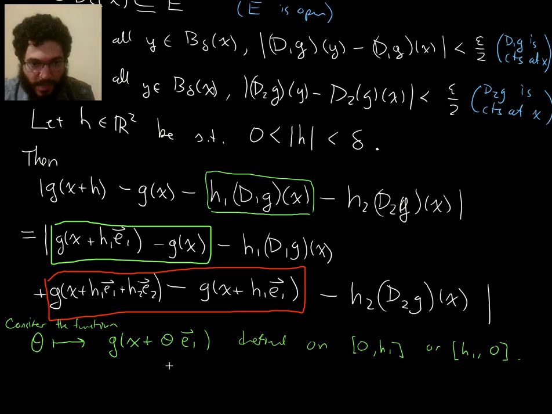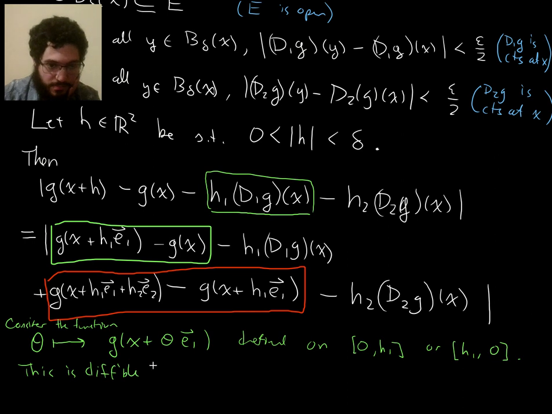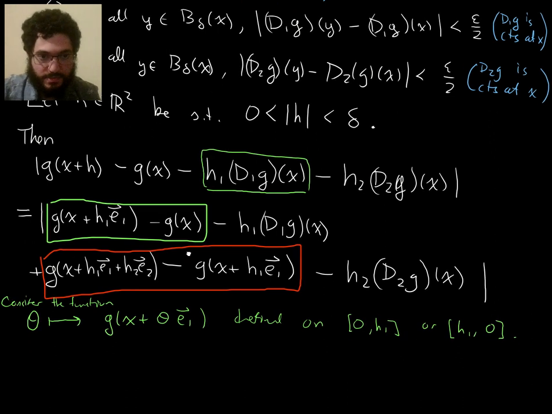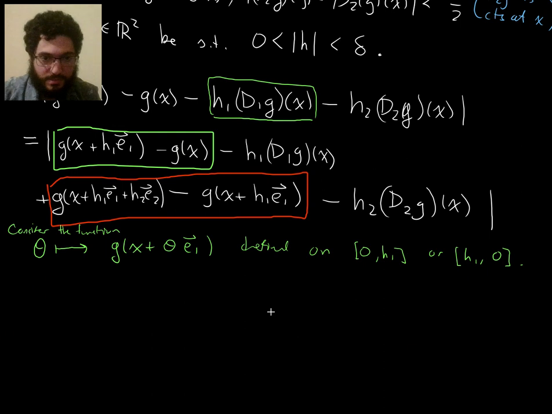Now, this mapping is a mapping from this domain, 0 to h1 or h1 to 0, to the reals. So it's a real-to-real type function. And it's differentiable. And actually, before I talk about differentiable, let's verify that it makes sense to evaluate g at these values. So let me bring the picture back in for a moment.